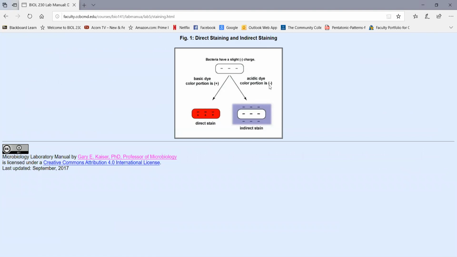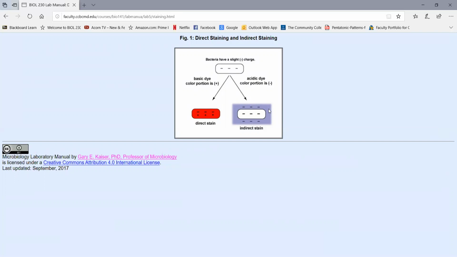So if we go back to figure 1, we take the same bacterium, has a slight negative charge. We use an acidic dye like nigrosin, where the color's in the negative ion. Like charges repel, so the bacterium repels the dye. So in this case, we don't wash the slide because if we did, there'd be nothing on it. We wouldn't see anything. We'd wash off the dye. In this case, we let the dye dry on the slide, and as we see, it forms a deposit around the organism. And so we call that an indirect stain because we're only indirectly staining the organism. We're actually staining the background.